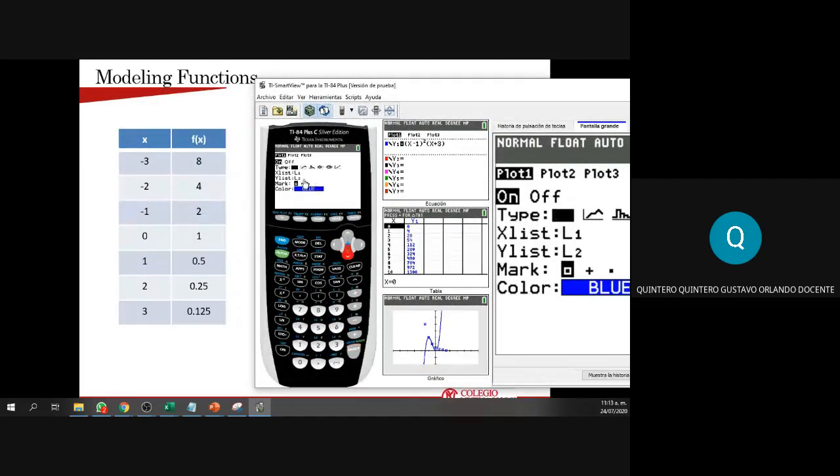Now, let's move to X list. This part means the list where you put the values of X. In my case, I put it in list 1. Remember, I said to put it in list 1 and the values of f of x in list 2. Remember that? Okay, so I'm going to say list 1 here and list 2.